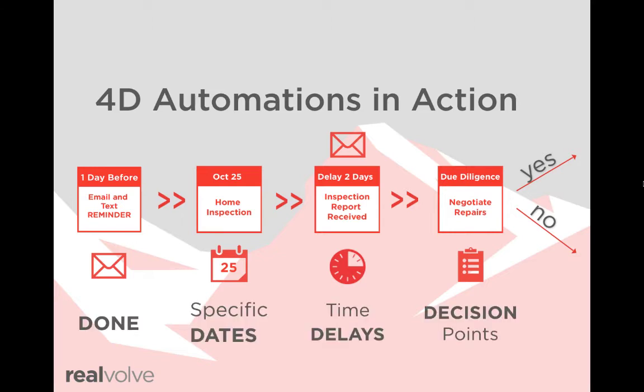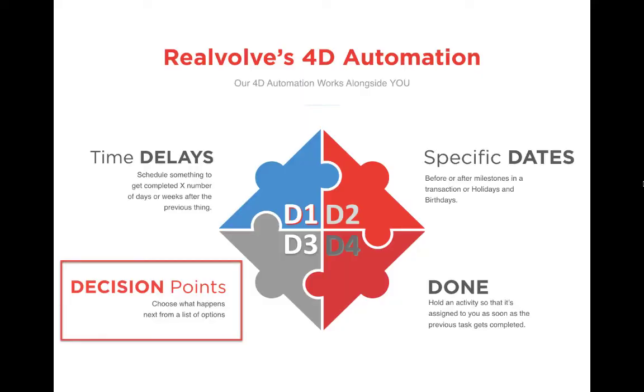So this really shows you the different types of things that we deal with for our 4D automation: the dates, the specific dates, the time delays, and the decision points. All very important. What I really want to concentrate on in this particular talk is the decision points.